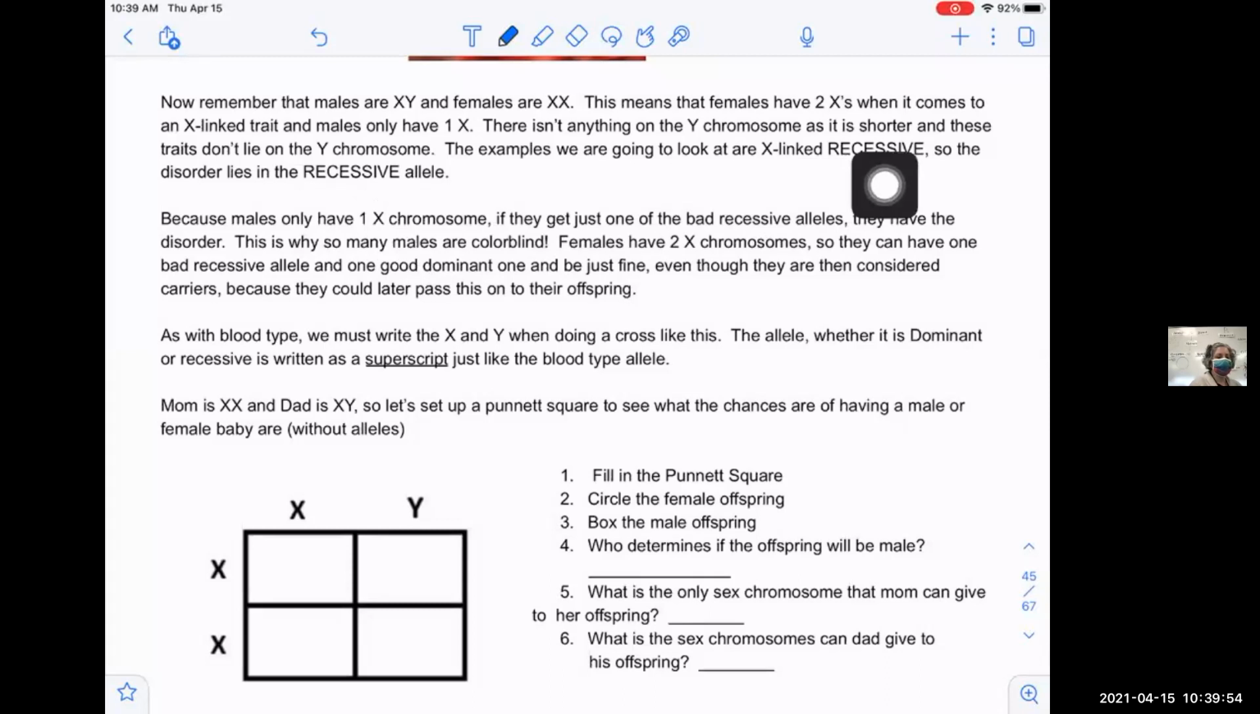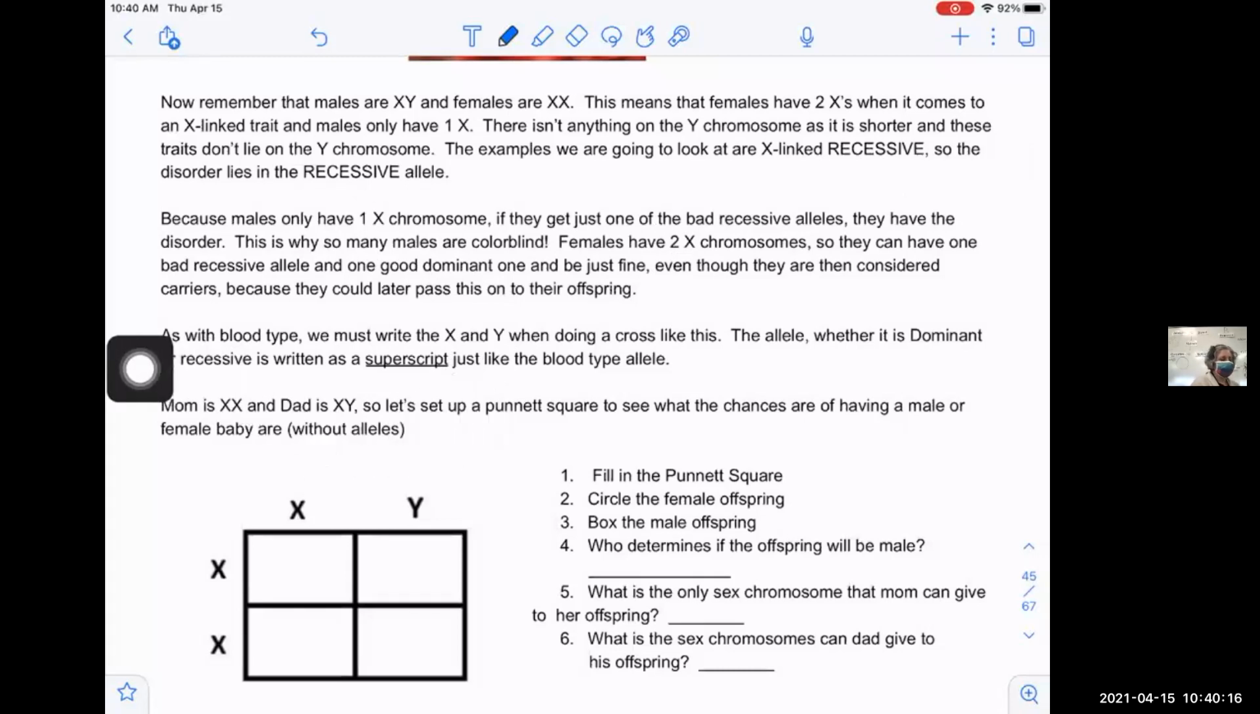Another thing to note here is we have to write a superscript and we must include an X and a Y when we're doing these. So only the X is going to get the superscript because we need to know the sex of the child as well as whether or not they have the disorder.